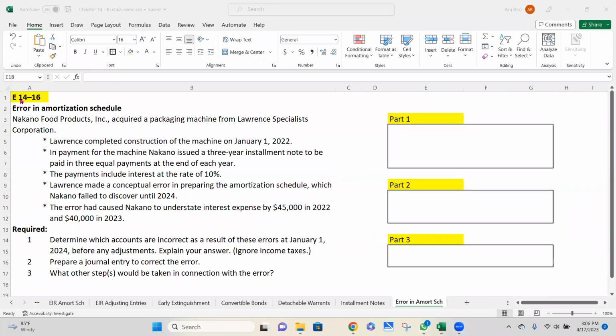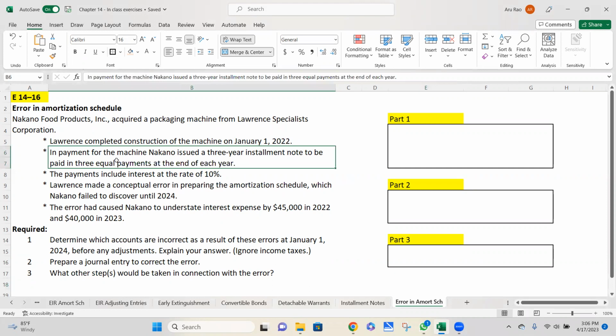Hello, and let's take a look at exercise 14-16, in which we're going to look at what happens when we make a mistake in the amortization schedule. Here we have a company that's acquired a packaging machine from Lawrence Specialists. They completed the construction on June 1st, 2022.